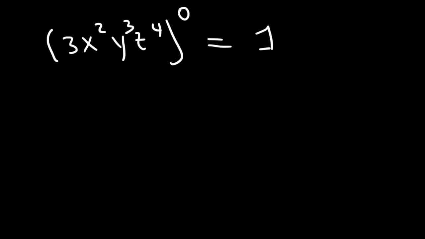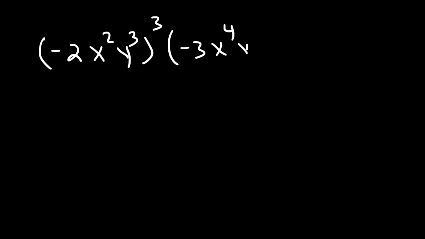Now what is 3x squared y to the 3rd z to the 4th raised to the 0? Anything raised to the 0 power is 1. So that's a giveaway. Try this one.